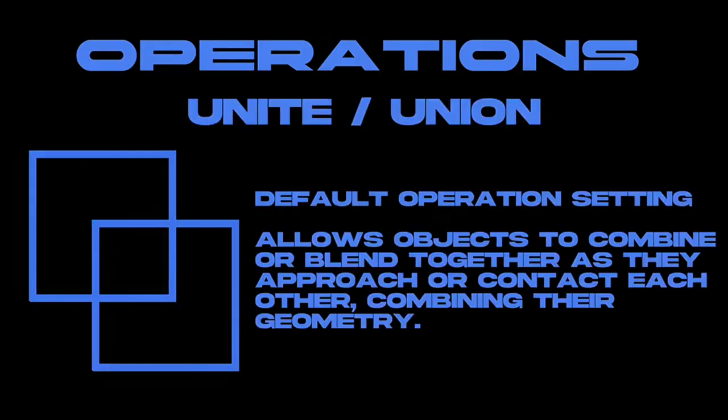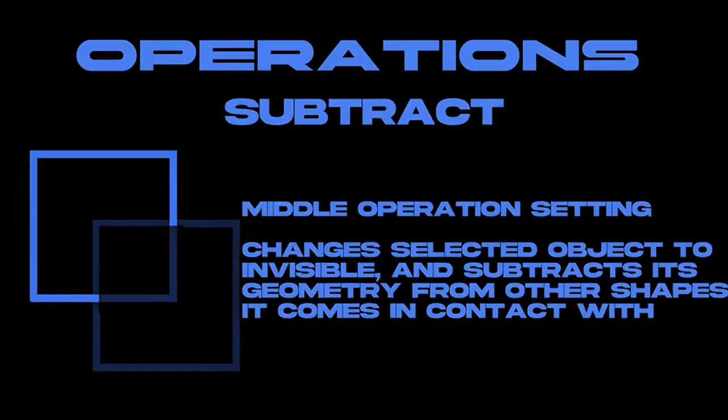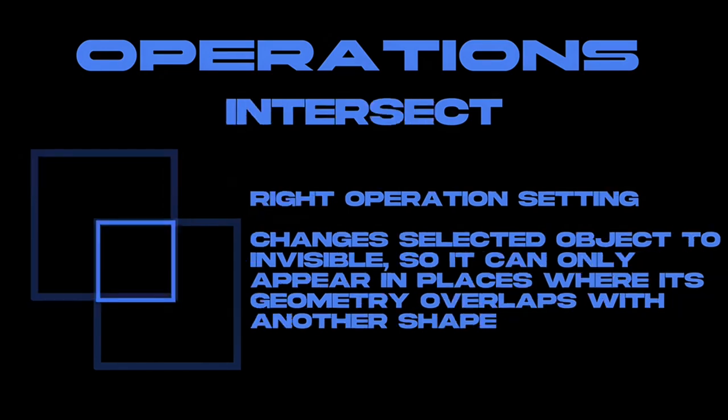Number 1, Union is the default operation setting, and it's what allows your shapes to blend with one another by adding to each other's geometry as they come close to or contact one another. Number 2, Subtract, is the middle operation setting, and it changes the operation of the selected object to subtract its geometry from other shapes it comes in contact with. And number 3, Intersect, is the right operation setting, which will also make the selected object invisible, and its geometry will only be visible when its mass overlaps or intersects with other objects in the shape blend.